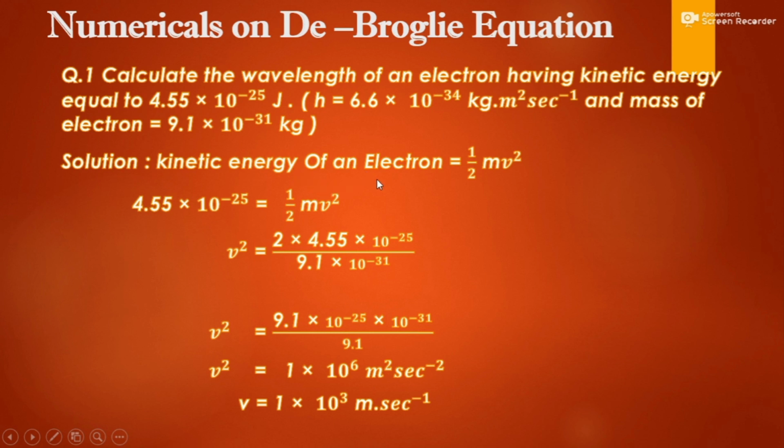Kinetic energy of an electron is equal to 1 by 2 mv square. We are given an electron having kinetic energy equal to 4.55 into 10 raised to minus 25 joule. Here we can put kinetic energy of an electron, 4.55 into 10 raised to minus 25, equal to 1 by 2 m into v square. Then we have to calculate first the velocity of the particle, then we can go for wavelength of an electron.